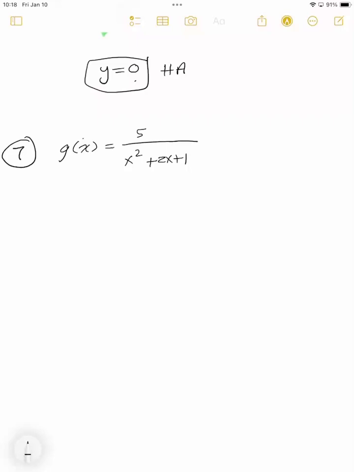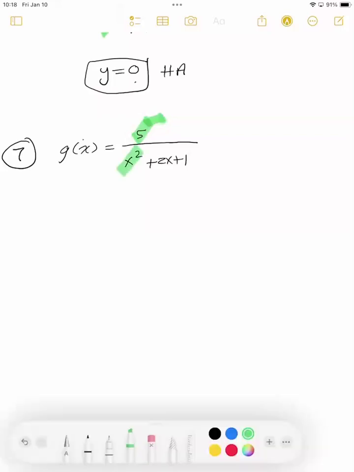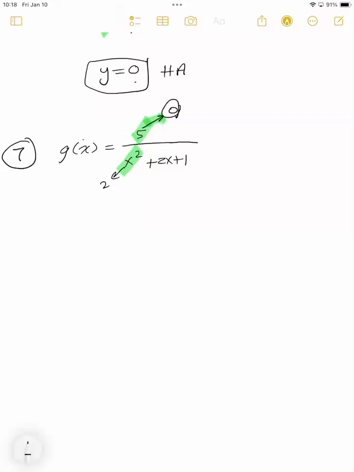The only asymptote that could be crossed or touched by the graph is the horizontal asymptote, and there's a test for that. First I'm going to find my horizontal asymptote. The top has one term, and that is the highest exponent. The degree of 5 is 0. The degree of the bottom is 2. Since 0 is less than 2, y is equal to 0 is our horizontal asymptote.